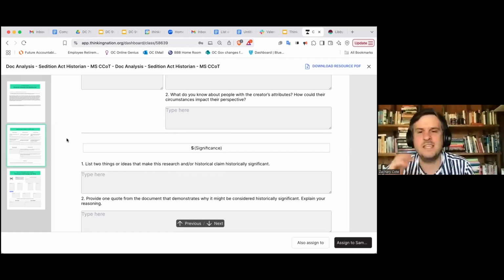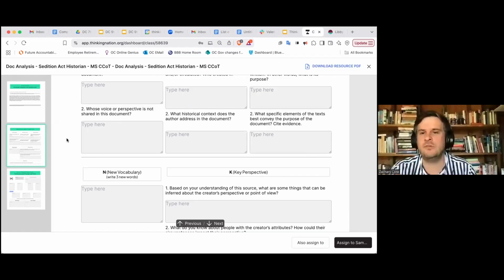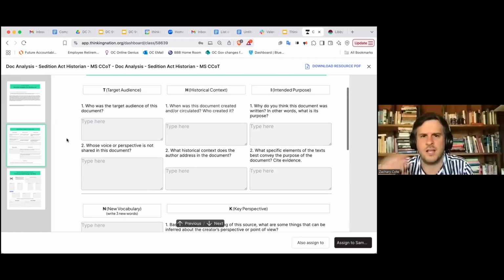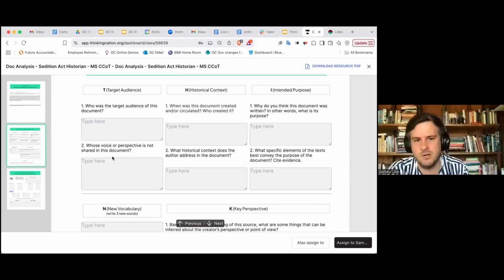What we've done is try to scaffold the basic questions that historians are trained to ask intuitively into meaningful ways for students. So for target audience, who is this written for? Whose perspective is missing? For context, when was this created? And what other context do we know about this era? For purpose, students are thinking about author's purpose, but they also have to cite evidence, right? They have to evaluate evidence. What elements of the text convey that purpose?